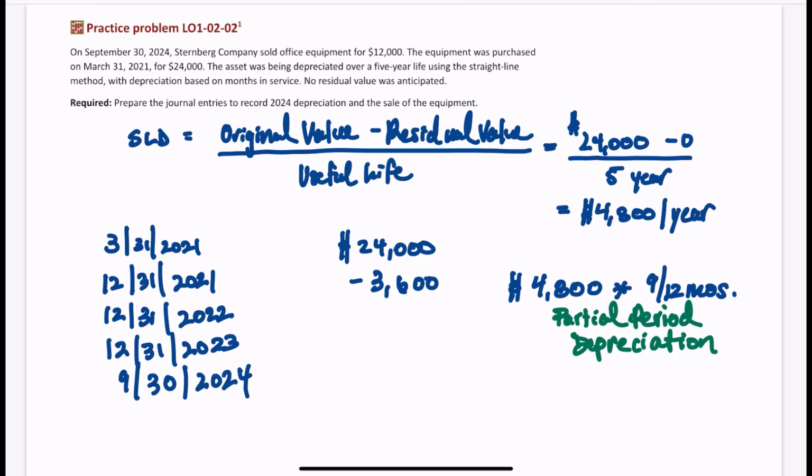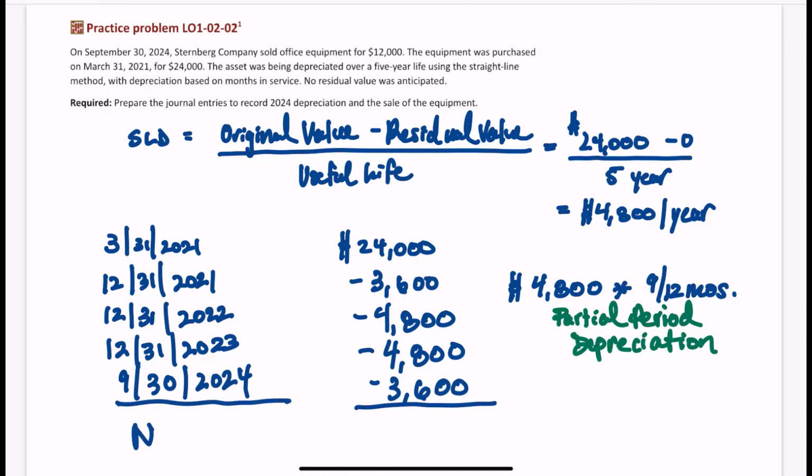9/30/2024. And so we have 4,800 because this is a full year in 2022, full year in 2023. And in 2024, we're depreciating it for January through September because it's the last day of September. We're going to include that. So once again, we have a 9-month depreciation period. We don't have to redo that calculation. We're just going to use that number we've already calculated for 9 months. And this will become our net book value at the time of the sale.